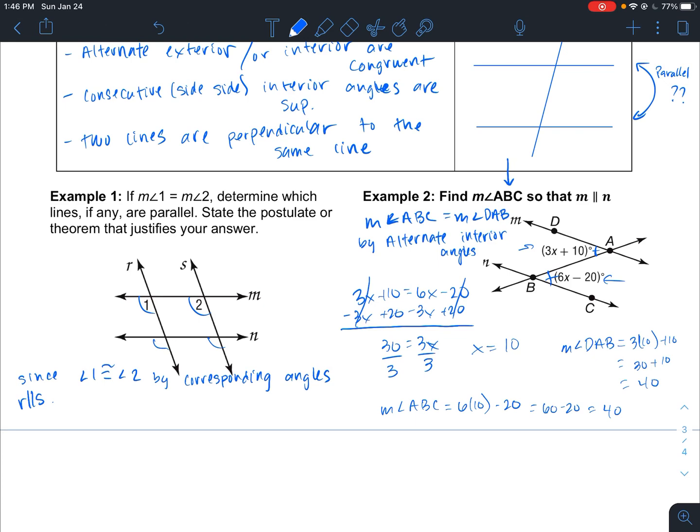So because these angles are congruent, that they are the same, we also know then that these two lines right here, so M and N, are parallel. So hence, M and N are parallel.